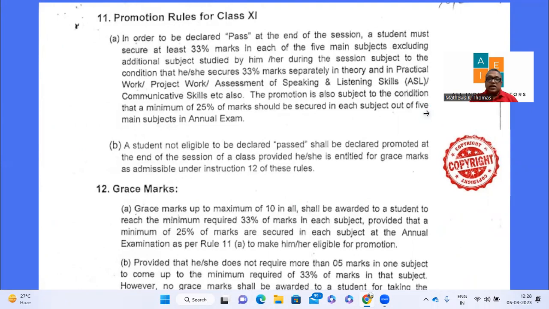And grace marks again can be given up to 10 marks, and again not more than 5 marks in one subject, so that it becomes 33%. So if the student is passing by, suppose you give 2-3 marks and he is passing, then you can give that 2-3 marks, but not more than 5 in any subject.